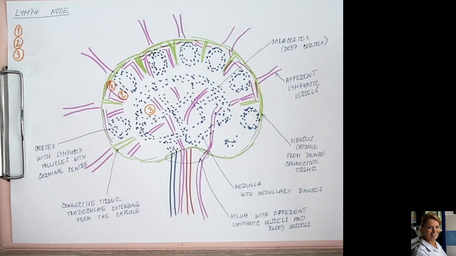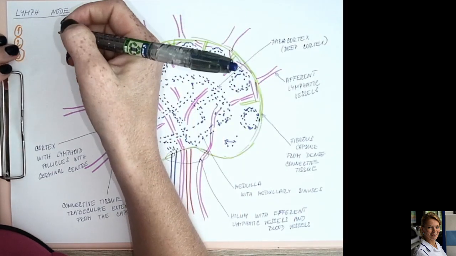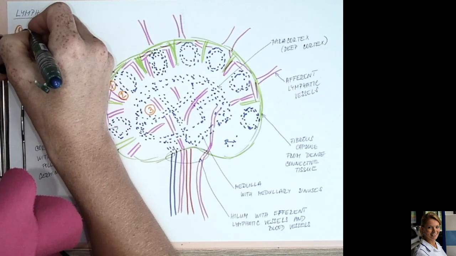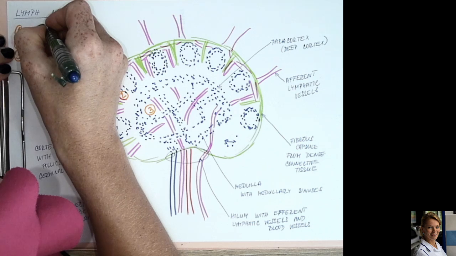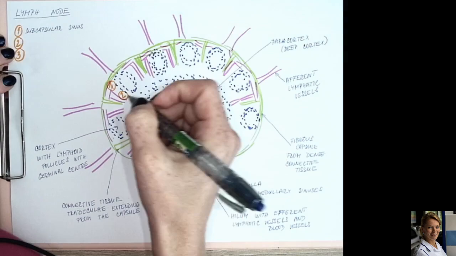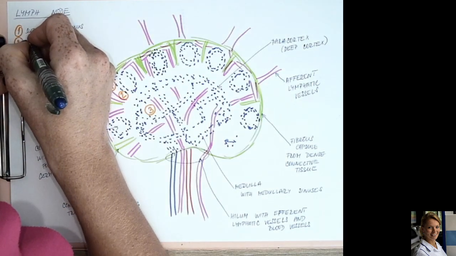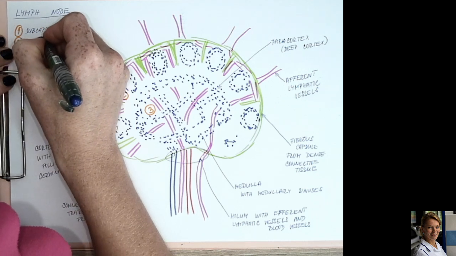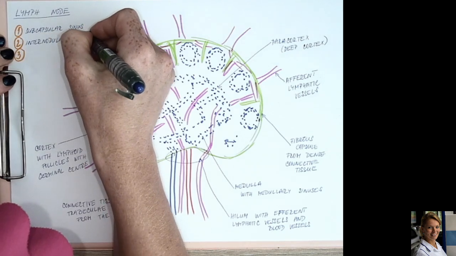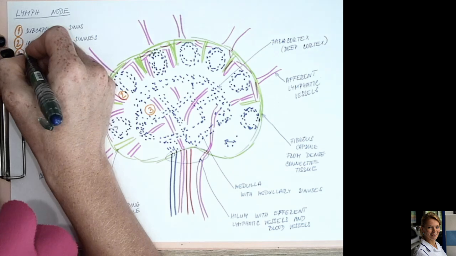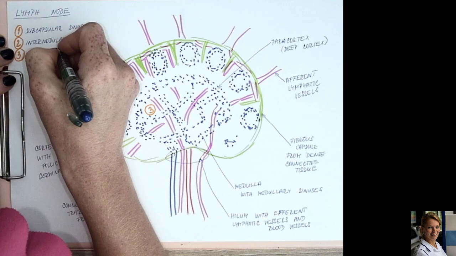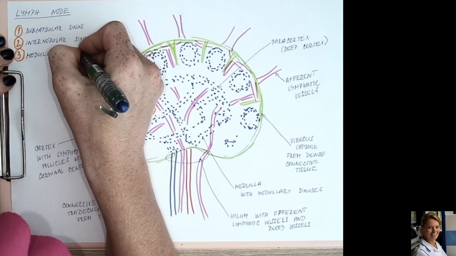And this is the subcapsular sinus. The second, internodular sinuses, and medullary sinuses.